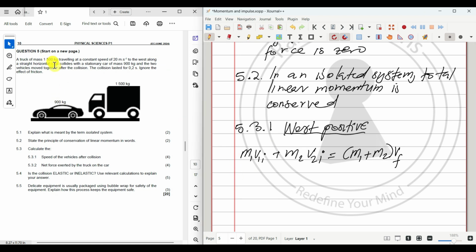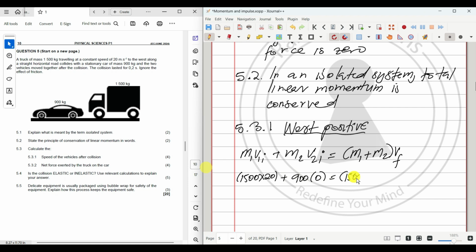Perhaps let's call mass 1 the truck. So what is that? It is 1500, and what is its initial velocity? It's 20 meters per second to the west. What is mass 2? It is the car. Its mass is 900 kilograms. It is stationary, so its initial velocity is 0.